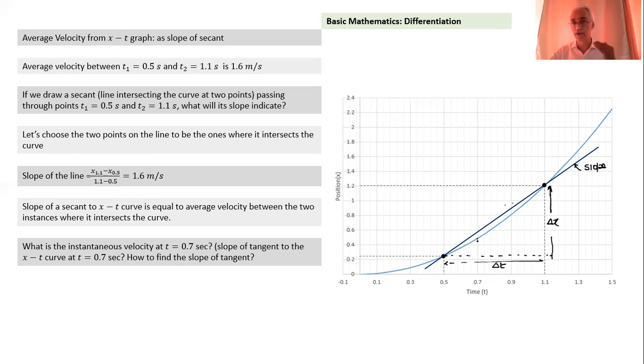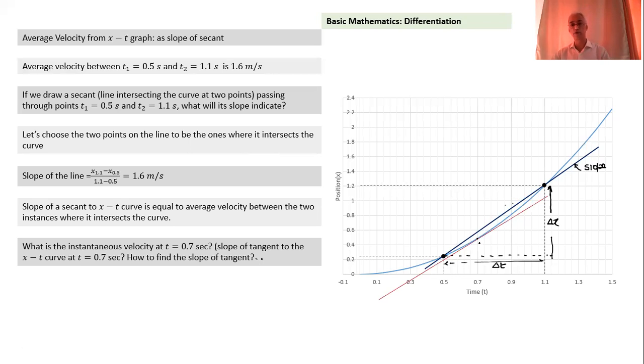We have to draw a curve, we have to draw a tangent, and we have to draw it properly and then measure the slope. How to find the slope of a tangent is a part of understanding differentiation. What does differentiation do? It makes the process of finding the slope of tangent easy. And slope of tangent, if it is an x-t curve, has a meaning. In an x-t curve, it indicates instantaneous velocity at the point of tangency.